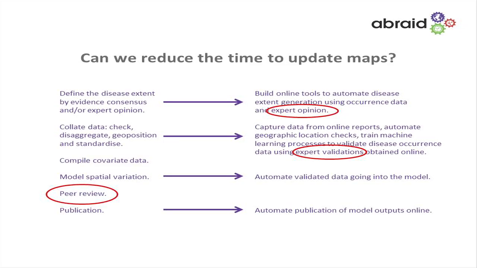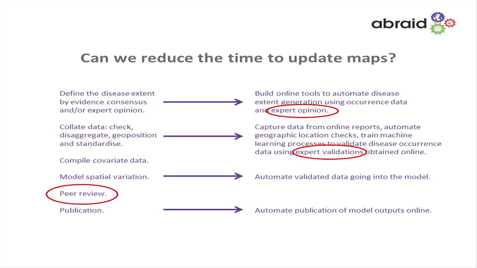So this project was designed to see if we could use novel sources of data and novel methods to continually update these kinds of maps. And our approach is here. So one of the first stages that we currently use in both map types is that we define the extent or the geographical limits of the disease. That's been done manually in the past. We've now built a system to largely automate that with expert opinions feeding in there as well.